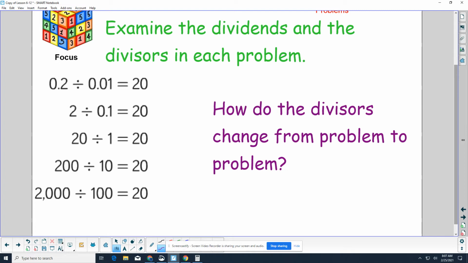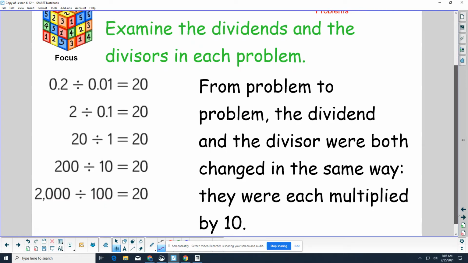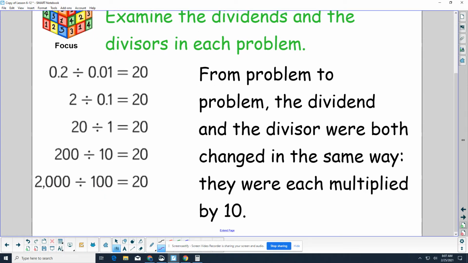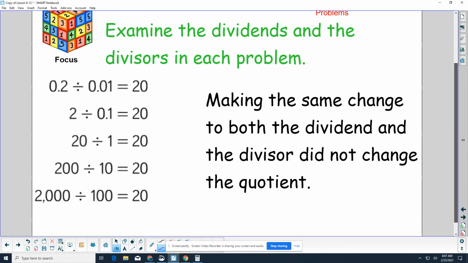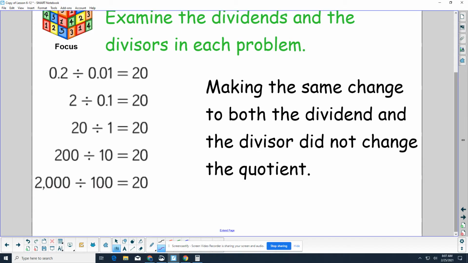Again, we just looked at how the divisors change there. Each time they're moving up a place to the next place value. They're getting greater by 1 place value every time, or 10 times greater. From problem to problem, the dividend and the divisor were both changed the same way. They were each multiplied by 10, or like we said, changed place value. Making the same change to both the dividend and the divisor did not change the quotient. So that's the key thing. If you change the dividend and the divisor by moving them up a place value or moving them back a place value, that will not change your quotient. If you add in extra numbers other than 0, then it would change it. So making the same change to both the dividend and divisor did not change the quotient.